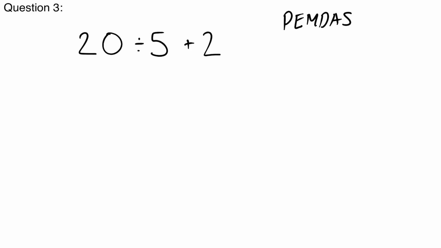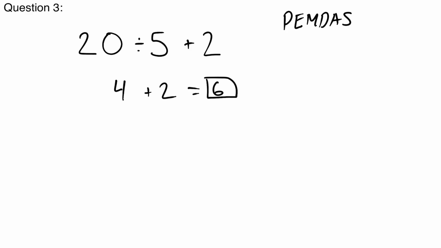Now we don't have any parentheses, we don't have any exponents, and we don't have any multiplication, but we have division. So 20 divided by 5 is equal to 4, and then we can add the 2 onto the end, and then 4 plus 2 is equal to 6.